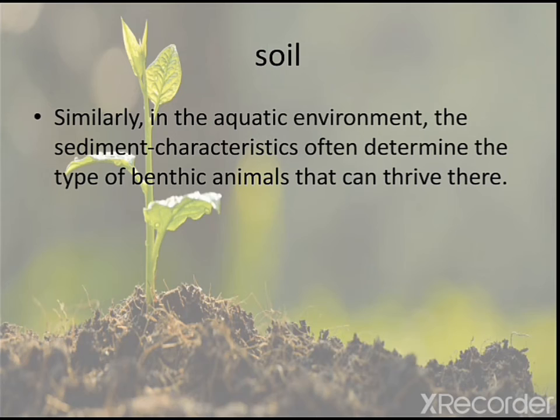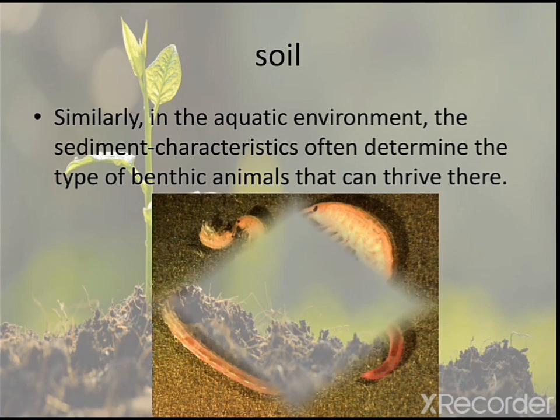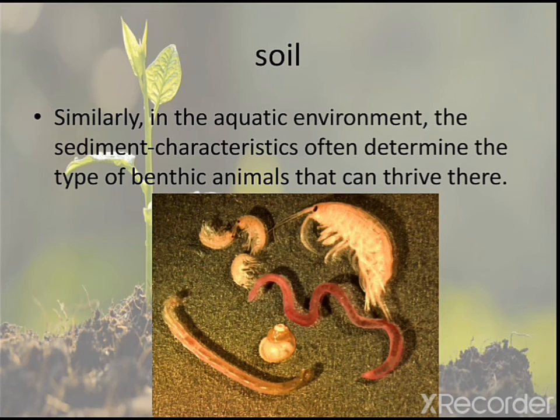Similarly, in the aquatic environment also soil is important. Now we may not think about this, right? But there are some organisms like the benthic animals, like the prawns and worms and snails, which live in the lower seabeds. So in the lower seabed also soil is important. So the quality and the quantity of soil is important for the growth and sustenance of these benthic animals which are living in the waterbed.